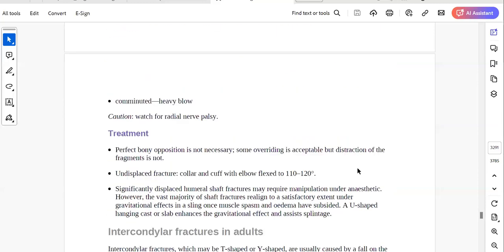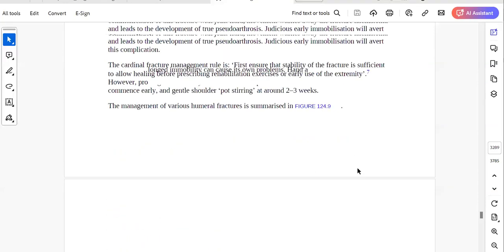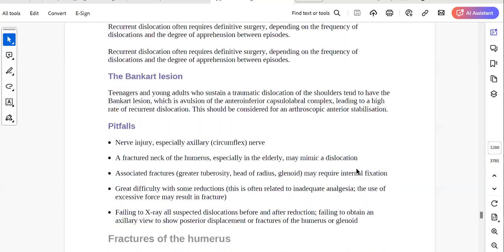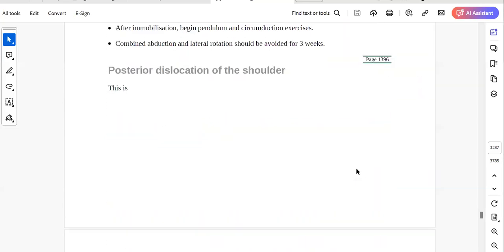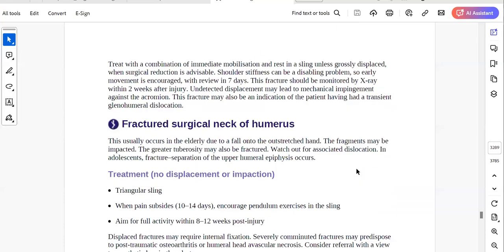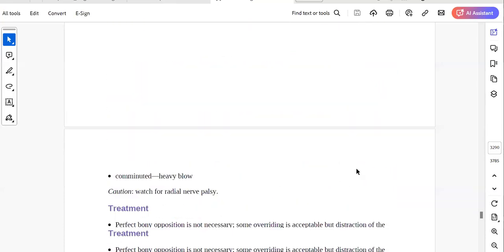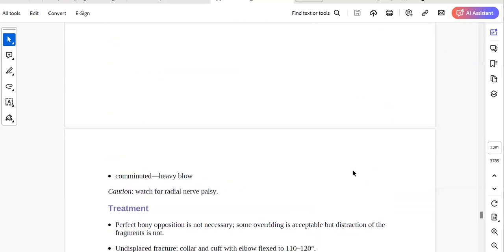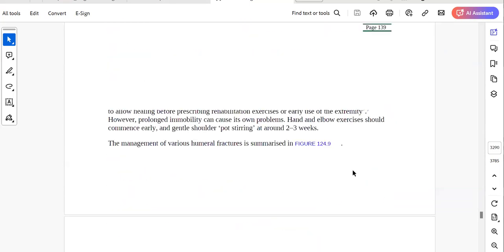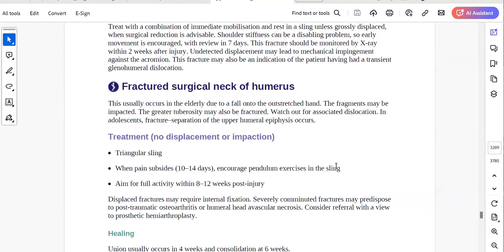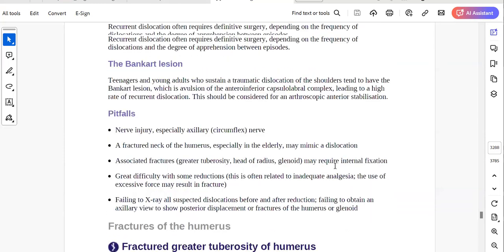Oh, again, it's doing the same thing. Okay, let's continue in this way.